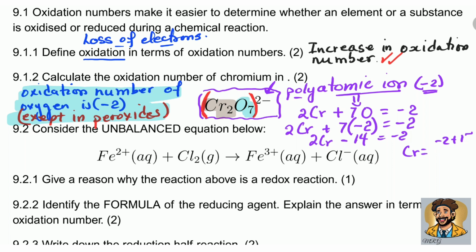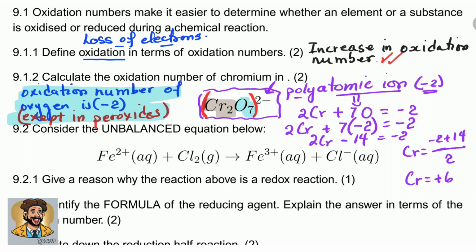I say something and I write something else. I'm sorry, I'm a little bit dyslexic, you know. -2 plus 14 divided by 2. That is simple mathematics, guys. So Cr will have an oxidation number which is equal to positive 6.